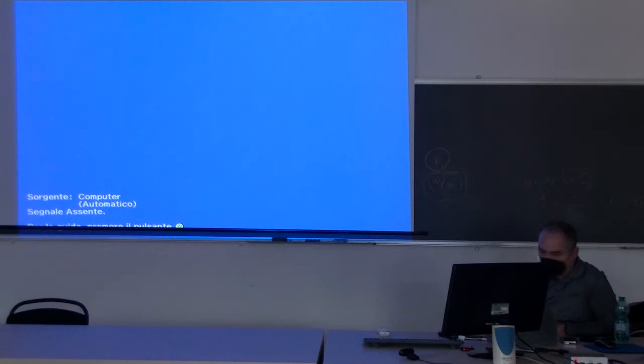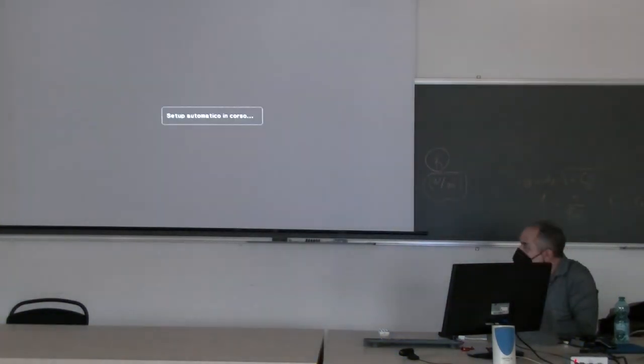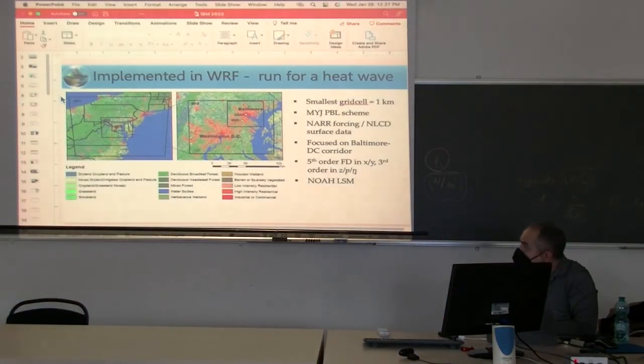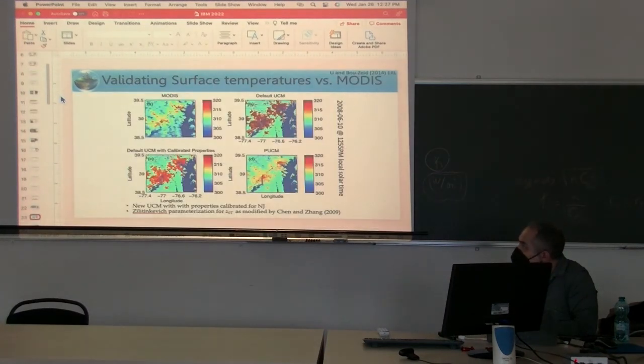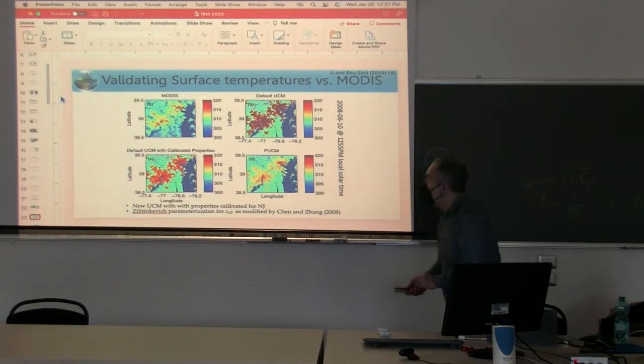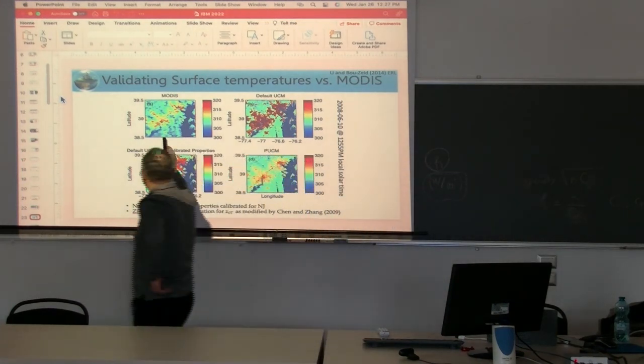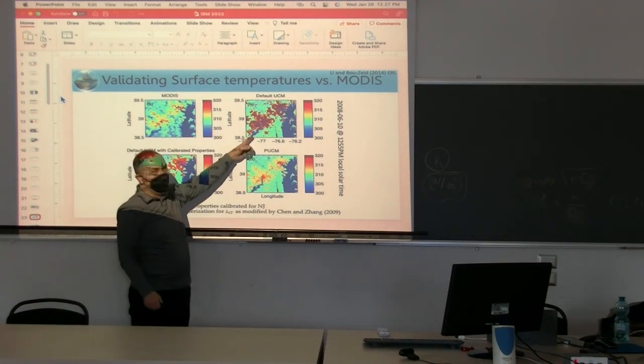Elie, we don't see it. Oh, good question, I disconnected here. So we tested it for extreme heat conditions. I don't have all the validation here, but we did validate it, and it works well. What's interesting to think about is that this is the extreme heat condition. This is the satellite observation. This is the default UCM.